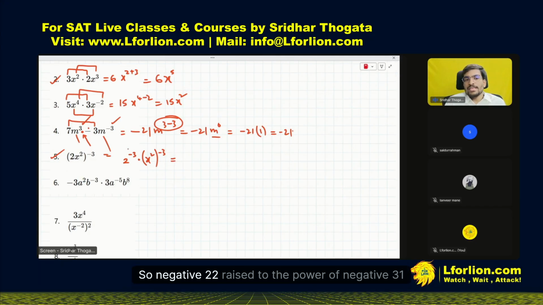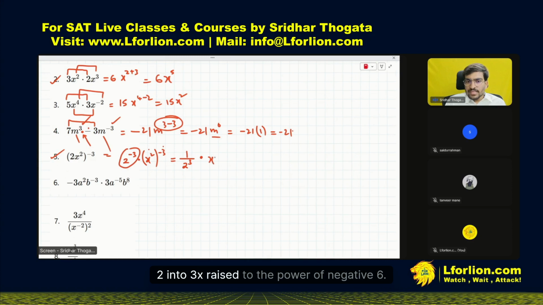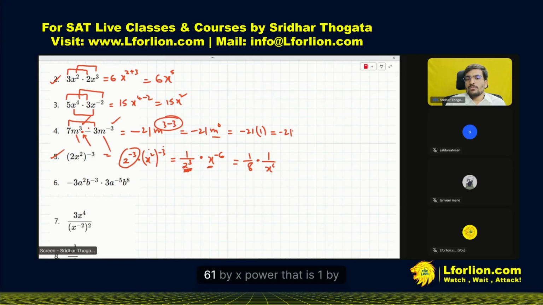So 2 raised to the power of negative 3, 1 by 2 cubed, and 2 into 3, x raised to the power of negative 6. So what do we get? 2 power 3 is 8. x raised to the power of negative 6 means what do we get? This is 1 by 8, 2 into 2 into 2. x power 1 by, this is x power 6, 1 by x power 6, that is 1 by 8x power 6.